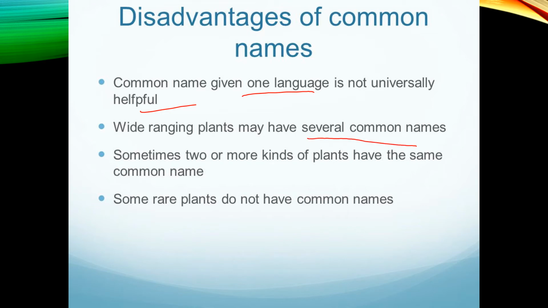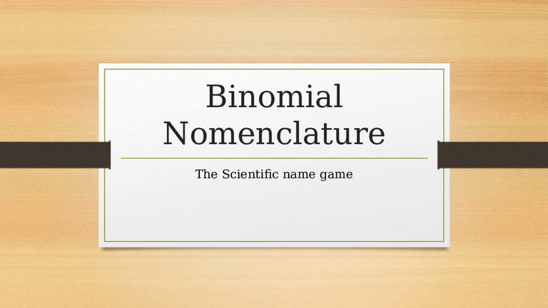In one region, one plant has one name. The same plant will have some other name in some other region. So one particular plant has several common names. Sometimes two or more kinds of plants have the same common name. Some rare plants do not have any common name in that particular area. Those were the disadvantages of common names.